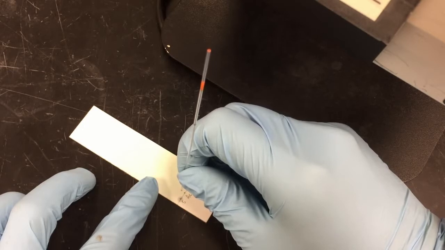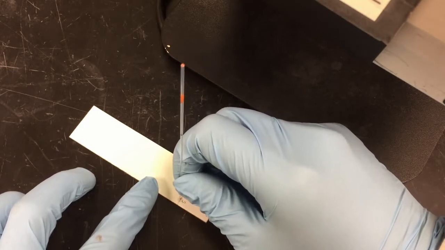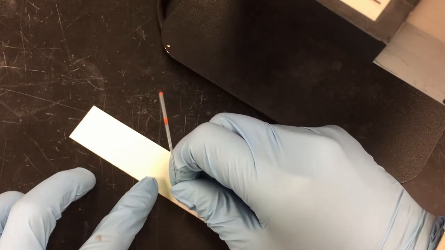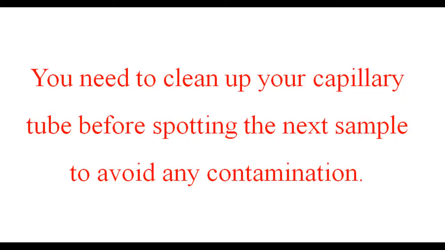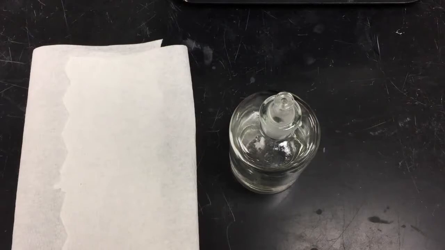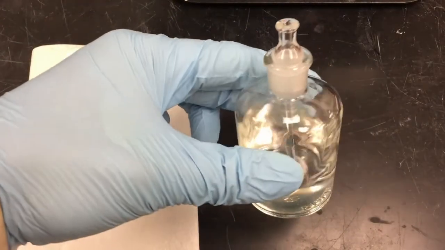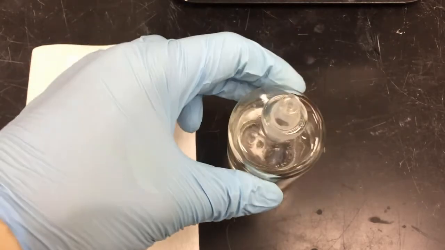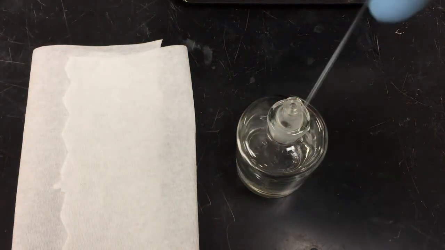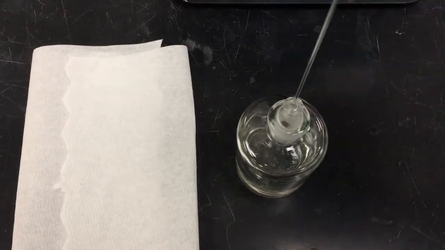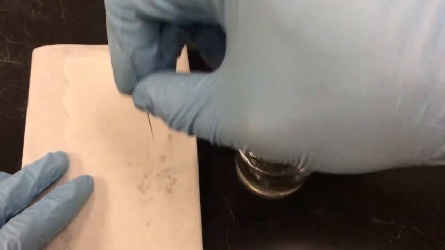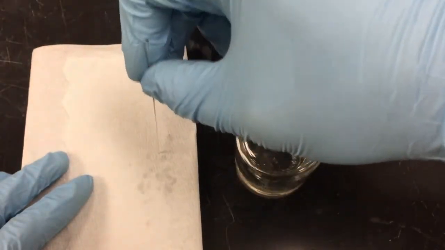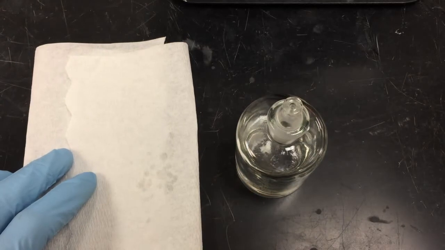Your sample looks like a circle on your plate. You want to try to minimize the size of the circle. The liquid in this container is absolute ethanol. To clean your capillary tube, you want to dip it in ethanol, take it out, and dry it with a piece of paper towel. You want to repeat this process at least 4 times.